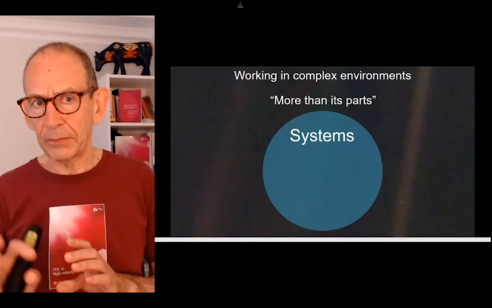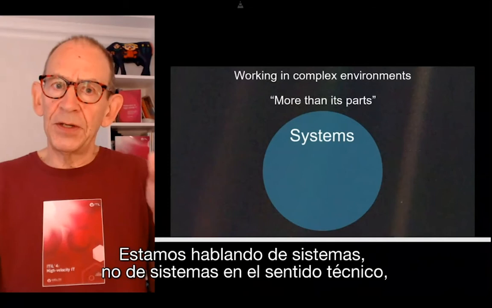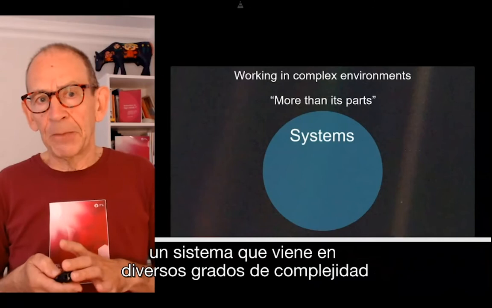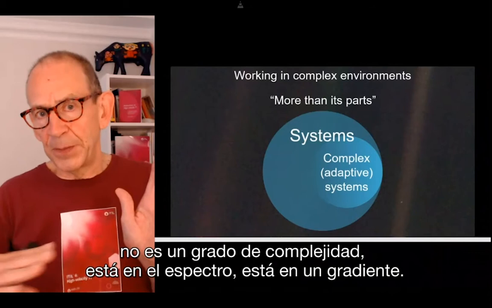Because increasingly we are working in complex environments, we have to learn to deal with these. We're talking about systems, not only in the technical sense, but also in the organizational sense. A system being more than its parts, and a system coming in varying degrees of complexity. It's not either or, it's a degree of complexity, it's on a spectrum, it's on a gradient. Some systems are more complex than others.